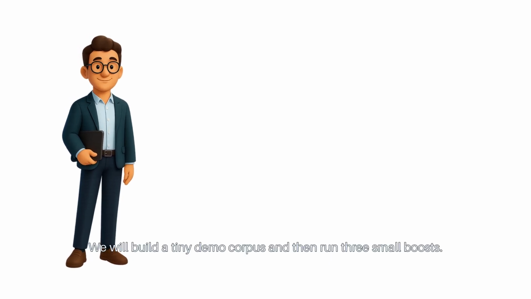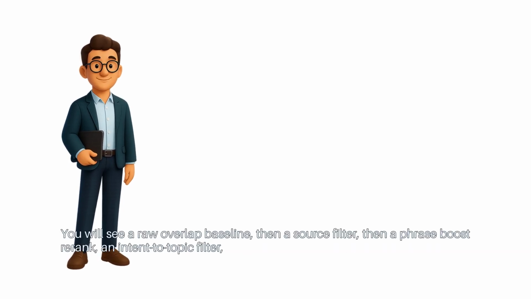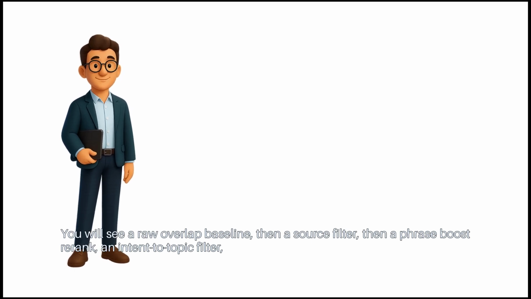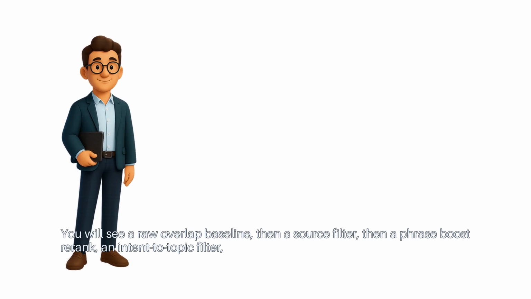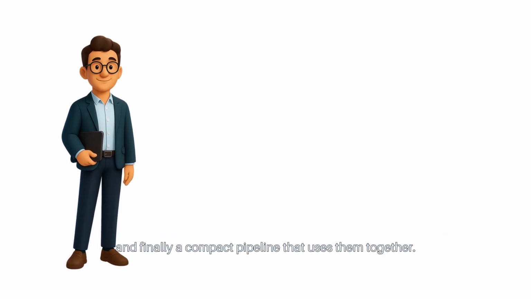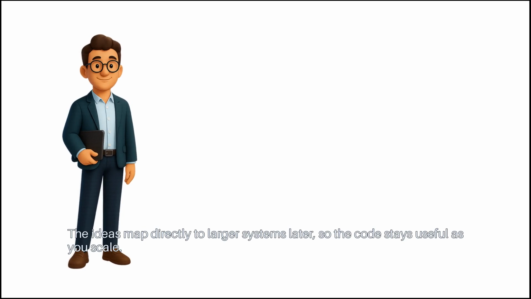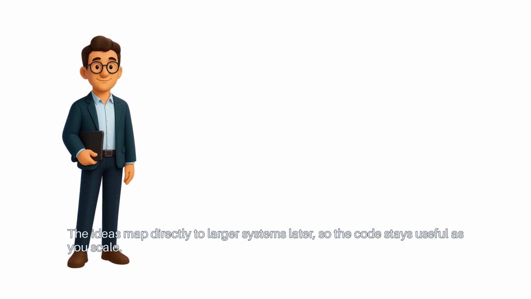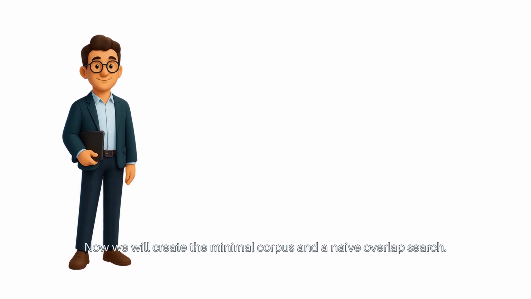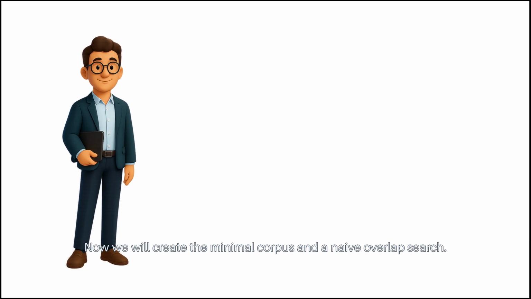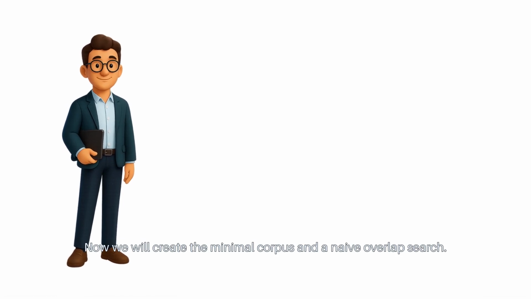We will build a tiny demo corpus and then run 3 small boosts. You will see a raw overlap baseline, then a source filter, then a phrase boost re-rank, an intent to topic filter, and finally, a compact pipeline that uses them together. None of this needs a heavy library. The ideas map directly to larger systems later, so the code stays useful as you scale. Now we will create the minimal corpus and a naive overlap search.